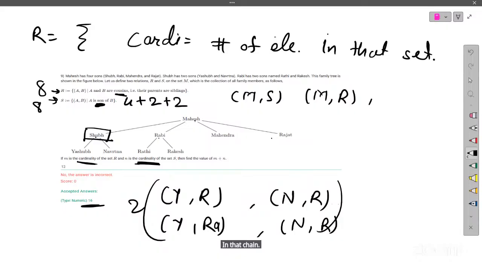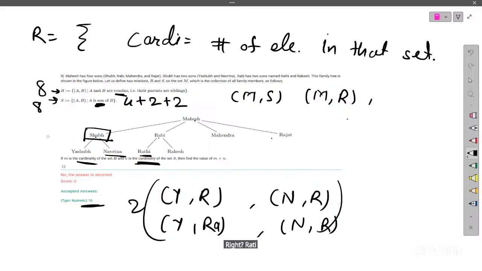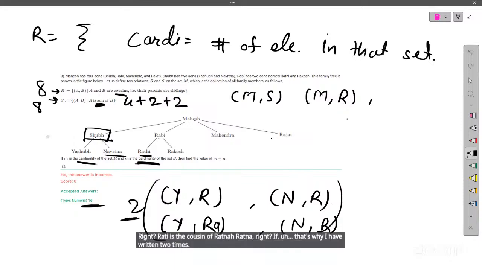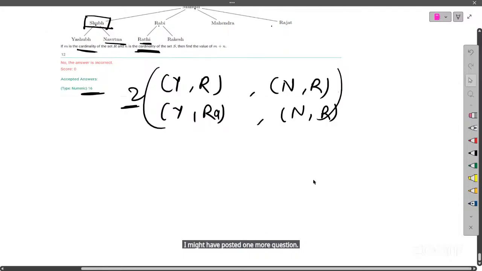Ma'am, why did you write into 2? Into 2. Sorry. Yeah, because see, if Navratna is a cousin of Rathi, then the symmetric pair will also be there, right? Rathi is the cousin of Navratna, right? That's why I have written 2 times. Okay, ma'am. Okay, the symmetric pairs are also there. Ma'am, I posted one more question.